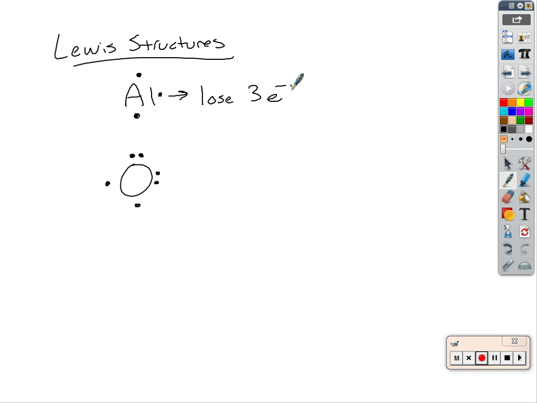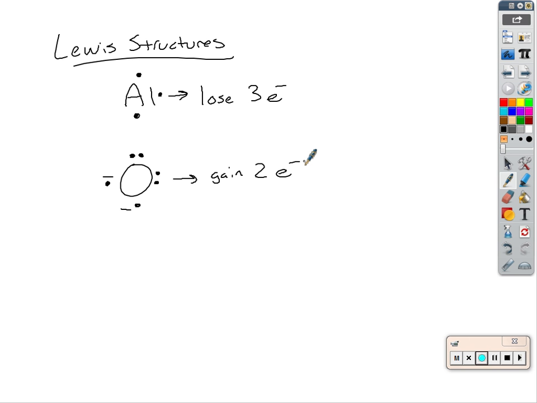We look at oxygen and we see these 2 singles here. These 2 singles imply we've got space for 2 more electrons. We can pair those up, indicating that our oxygen needs to gain 2 electrons in order to attain stability. We have to find a partner for those 2 pairs.